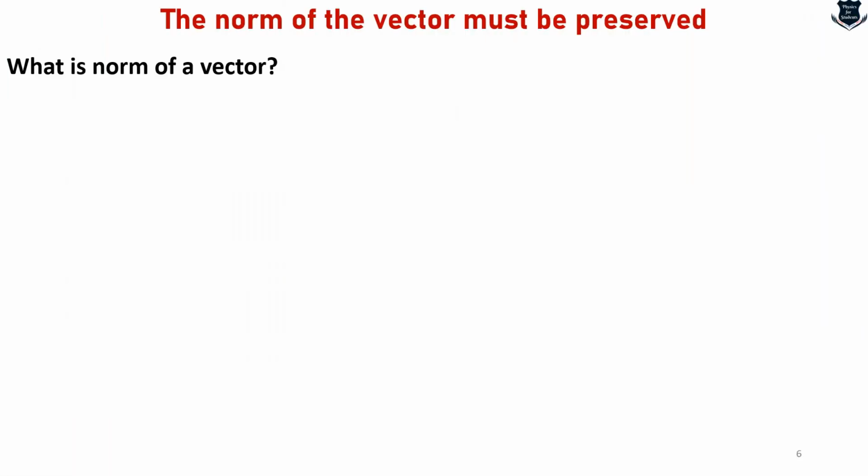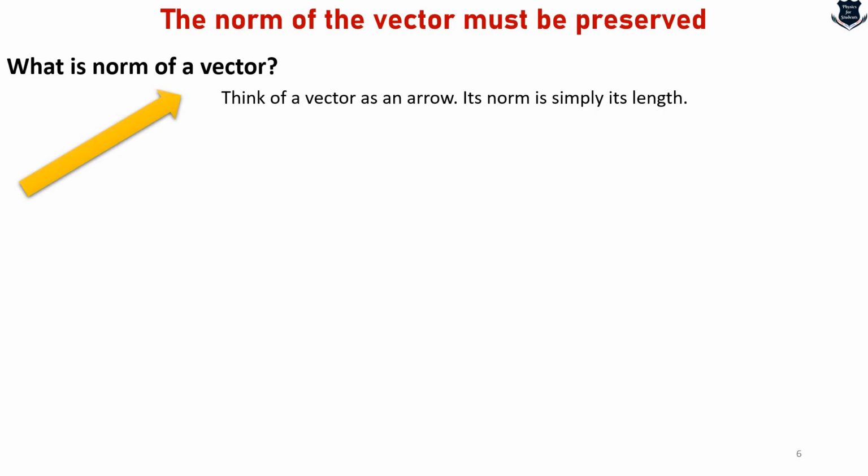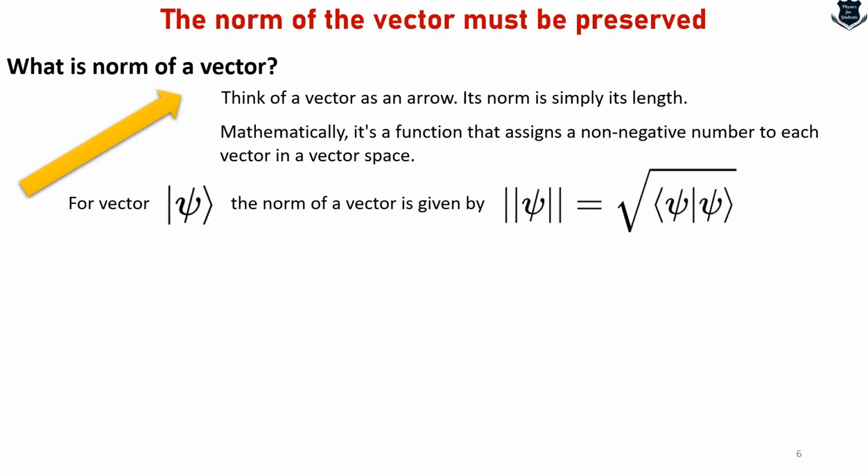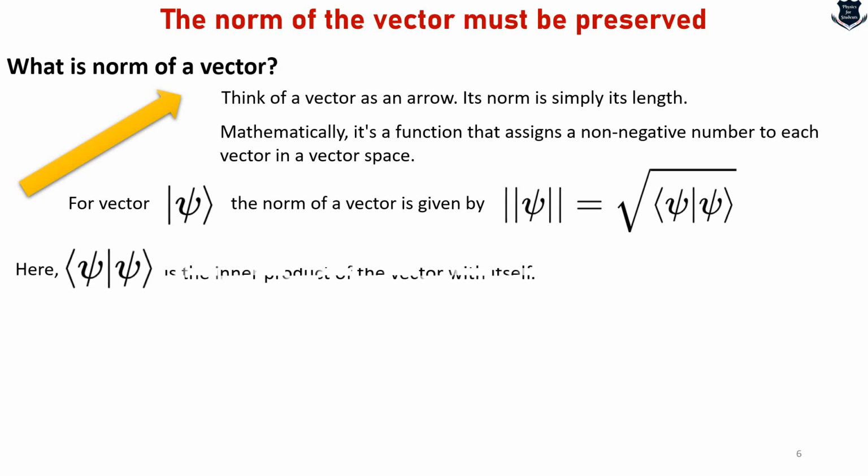Now, in order to imagine what a norm is, think of a vector as an arrow, and its norm is simply its length. Mathematically, it is a function that assigns a non-negative number, not a negative number, to each vector in a vector space. So in mathematics the norm of a vector provides a measure of length or magnitude. If we take a vector like this, then the norm of a vector is given by this. I've taken a wave function, a vector, for example psi, and then I have taken the norm. Here psi with the vertical bar sign, those who know the bra-ket, I'm not repeating that, is actually the inner product of the vector with itself. That is why you see the repetition.